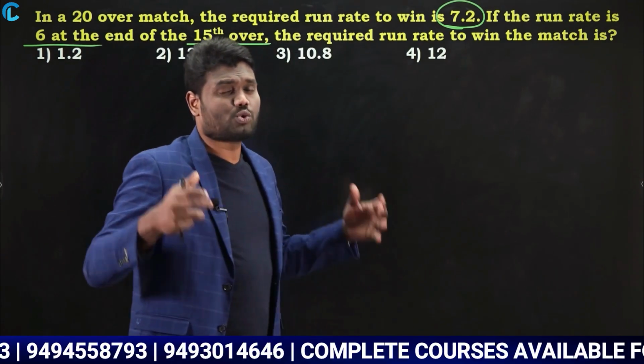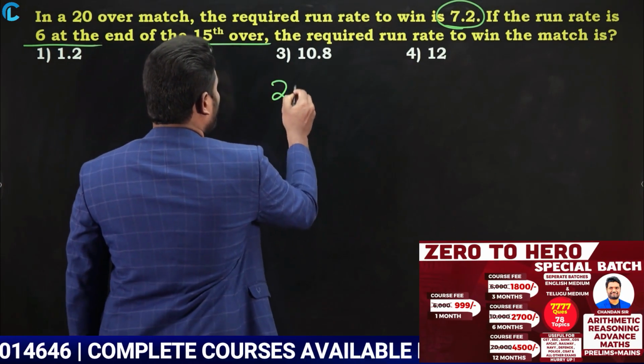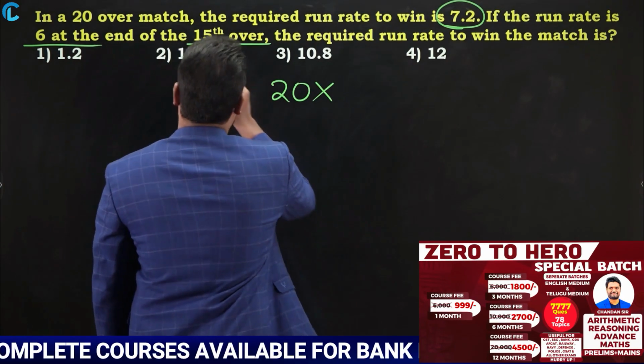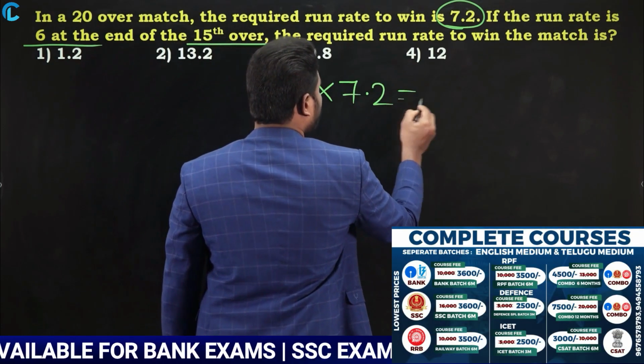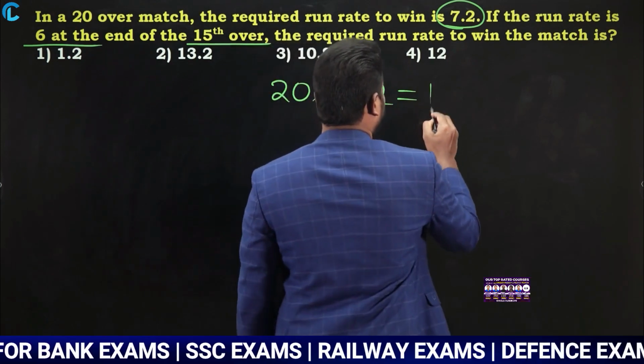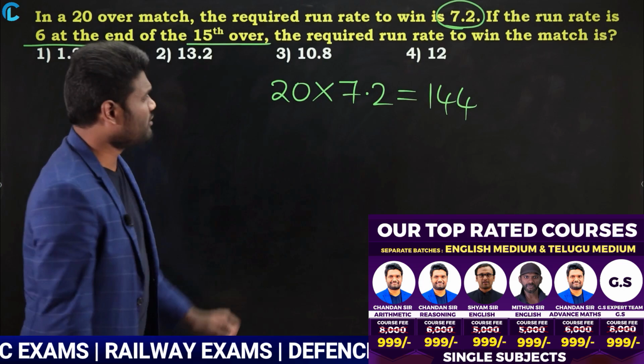If they need to win the match, what should be the required run rate? Let us look at that. So total overs are 20 overs. In this 20 overs, required run rate is 7.2, which means total runs scored by the team is nothing but 144.